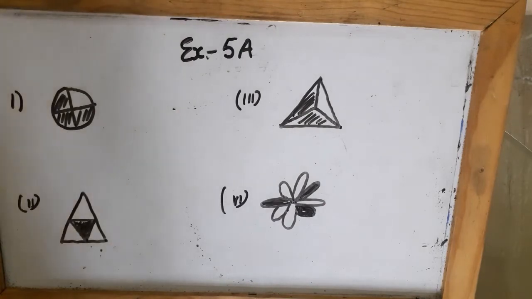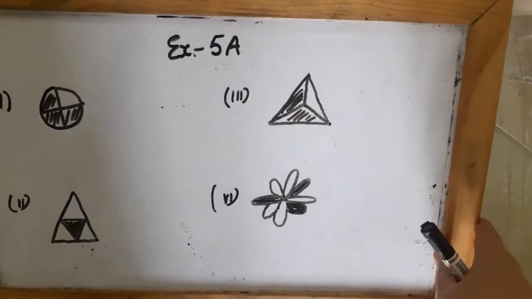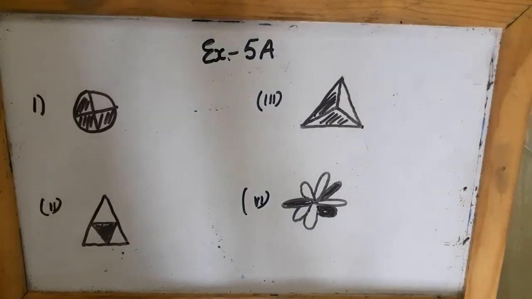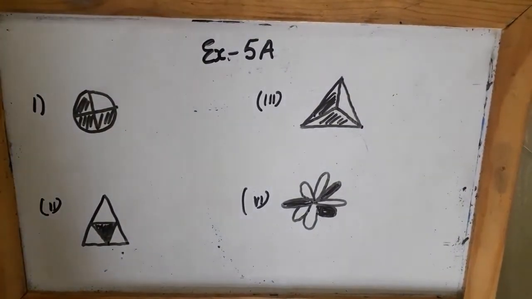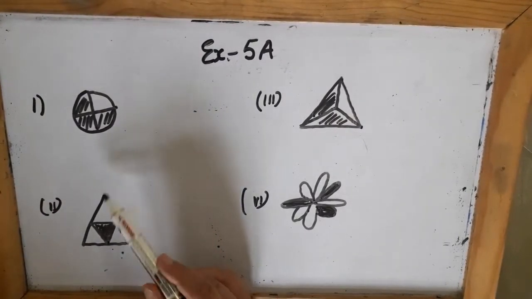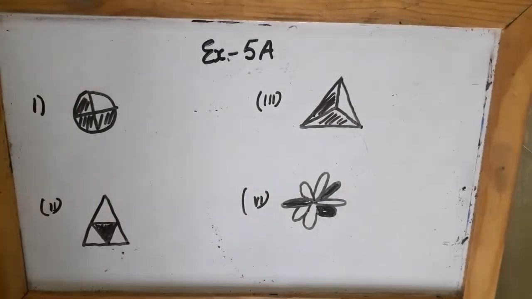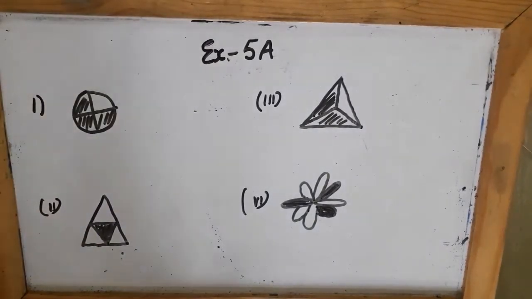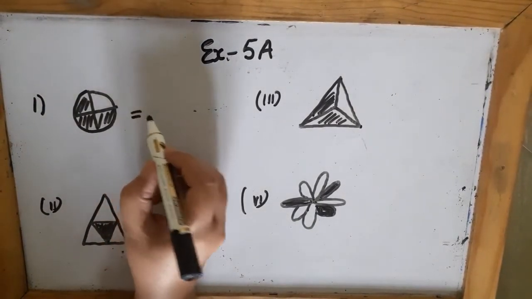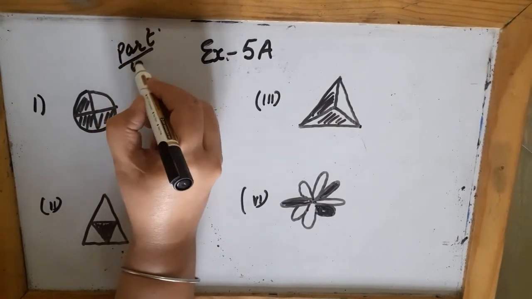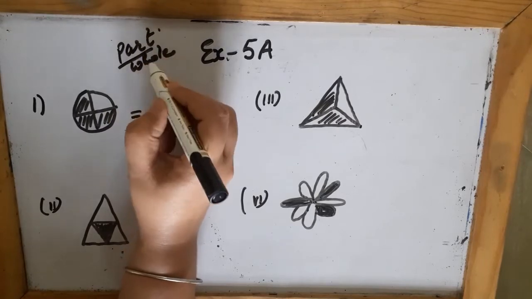Class, now let's come to exercise 5A, and I start with the first sum, in which you are given some figures, and they're asking you to write the fraction representing the shaded portion. Here you can see some figures are drawn and some of their parts are shaded, so you have to write a fraction for that. So I told you what a fraction is. It's part divided by whole, part upon whole.